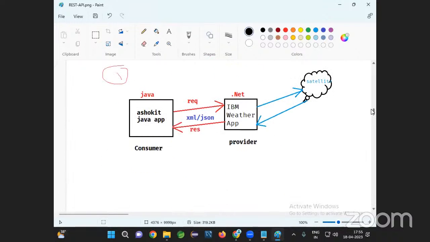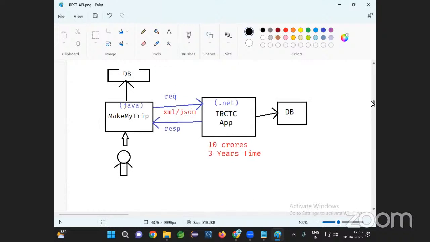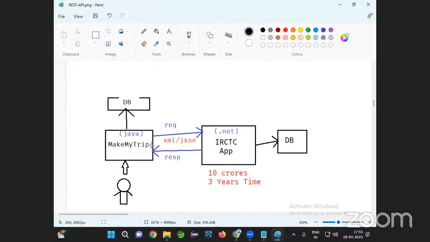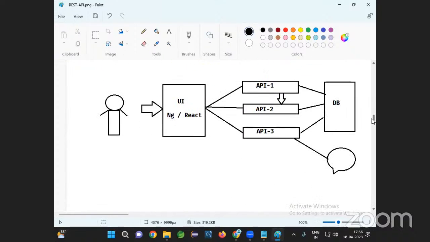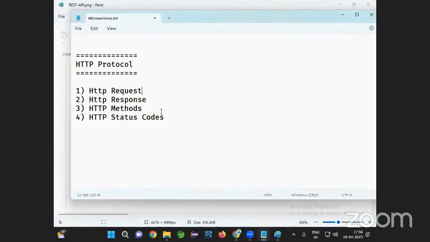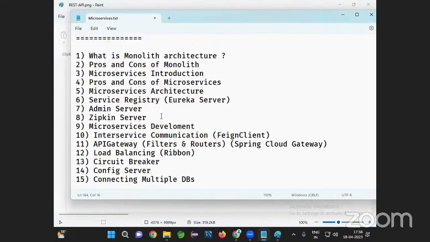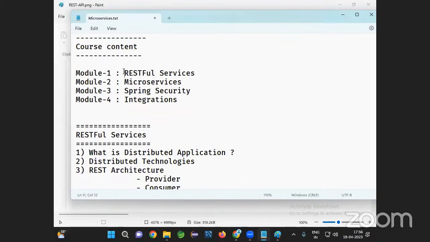So now, as part of RESTful services, you need to understand how one project will communicate with another project and how UI will communicate with the backend application. So as part of this course, as we discussed, we need to learn these areas: how to develop REST APIs, how to develop microservices, how to secure our microservices, and how to integrate our applications with third-party tools like Kafka, Redis, and all that stuff.